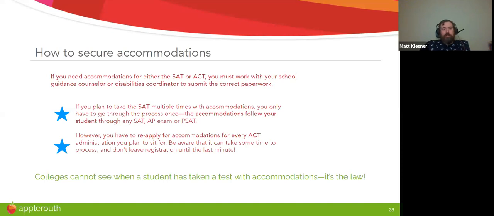In terms of the Bluebook, the Bluebook can provide all the accommodations of extended time, text to speech, big font, whatever you need on there.